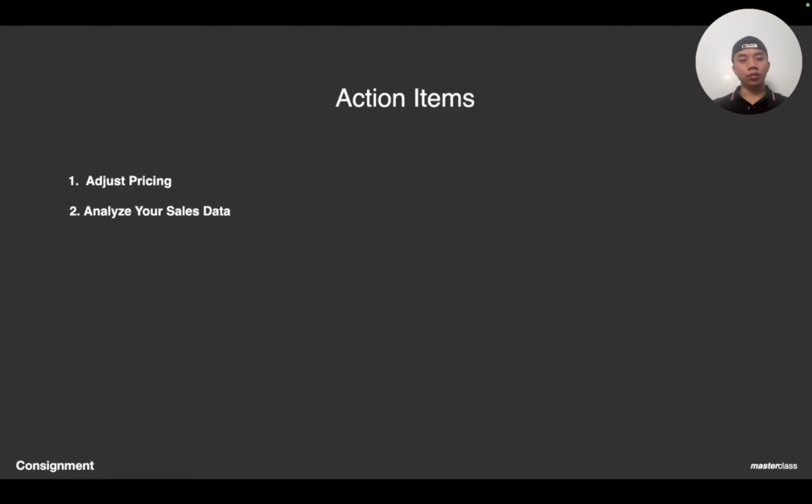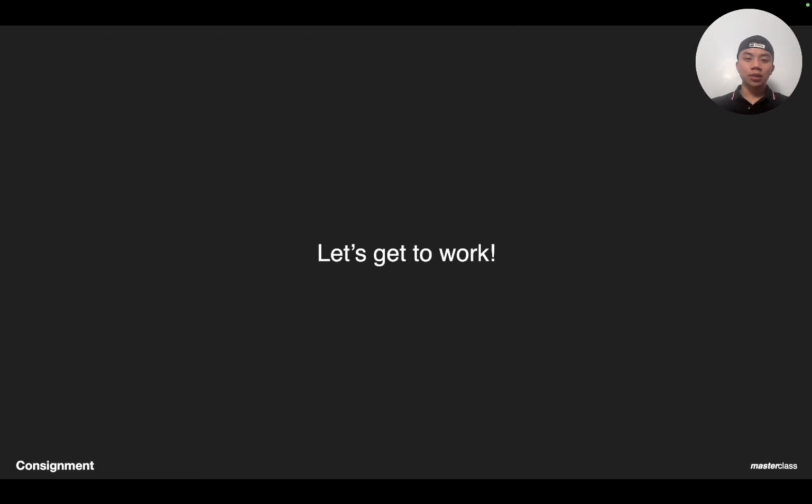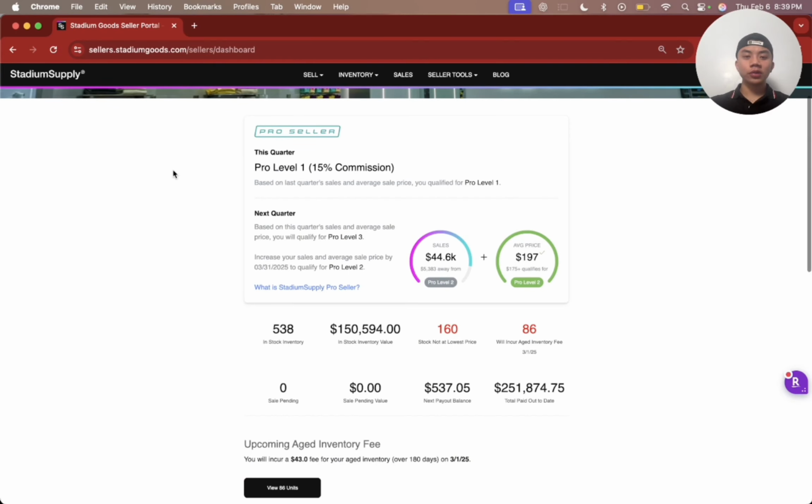The next thing I want to do is analyze your sales data. We want to look at our sales data and identify the top 20% of sneakers that is driving our success. And then post your findings in the community. Now let's get to work. I'm going to do this along with you so you have an understanding of what these action items actually expect from you. The first thing on the list is to adjust your pricing.